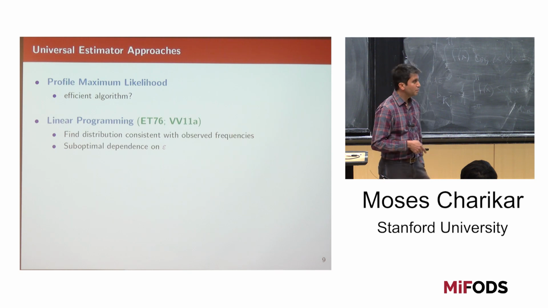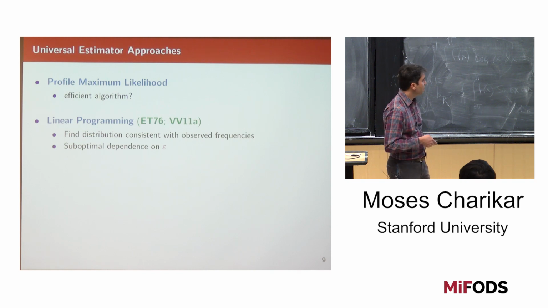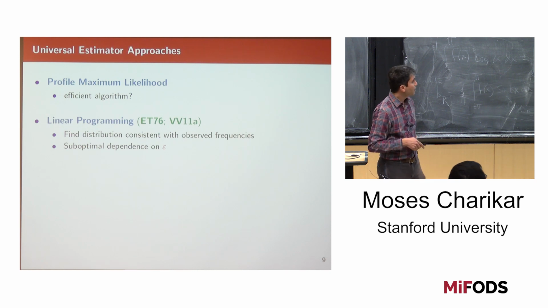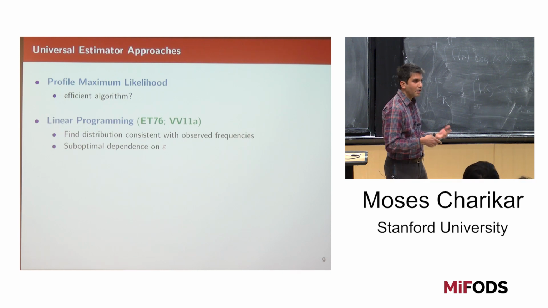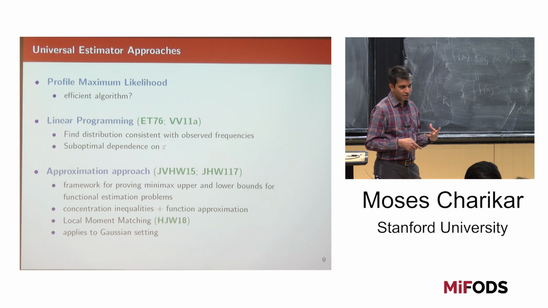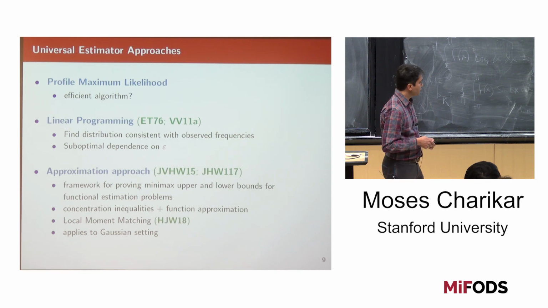Another approach that's been proposed is a linear programming approach, and this was originally proposed by Efron and Thiested, and was also featured in work by Paul and Greg Valiant from 2011. Roughly, they tried to write a linear program to find a distribution that's consistent with the observed frequencies. If you work out the dependence on epsilon, they get a somewhat suboptimal dependence on epsilon. There are these custom estimators that have a much better dependence on epsilon.